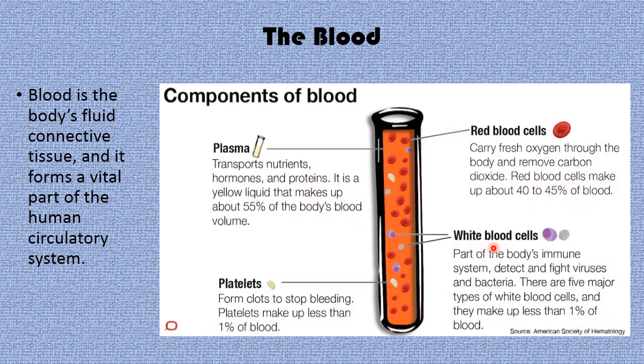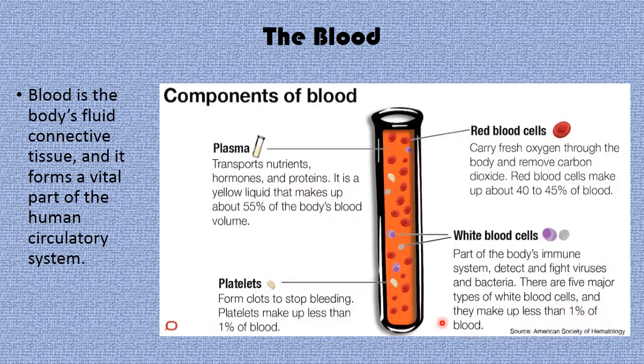Now, finally, we have the white blood cells. Now, the white blood cells are part of the body's immune system. They detect and fight viruses and bacteria. There are 5 major types of white blood cells, and they make up less than 1% of the blood.